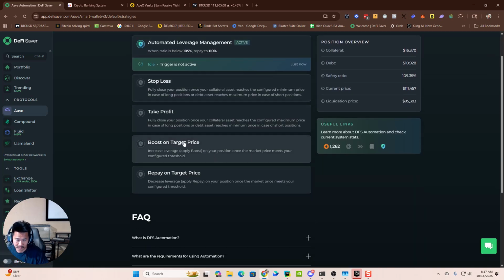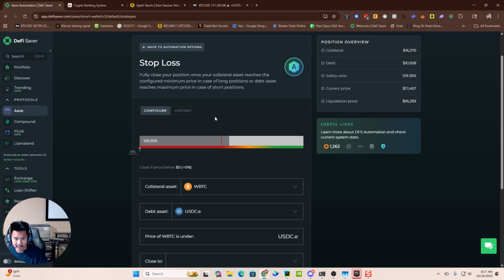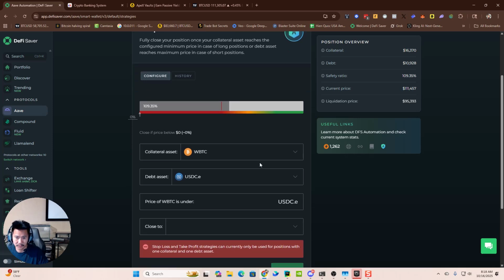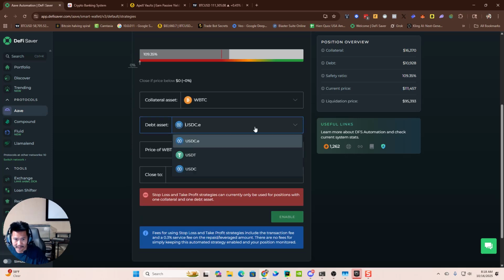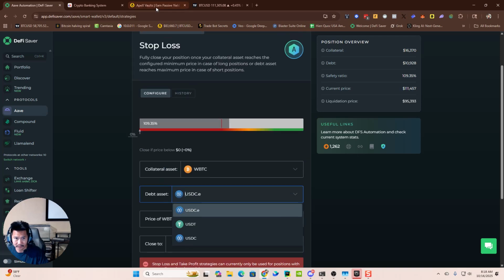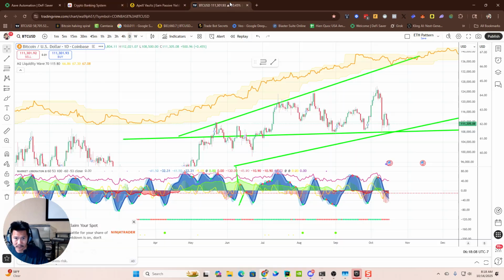So you could boost it at the high, or you could repay your entire loan when it reaches a certain high, or you could close out your entire position if it drops below a certain point. Okay. And so he's like, hey, you're at 111 right now. If it drops below 110, sell everything. That's the stop loss.